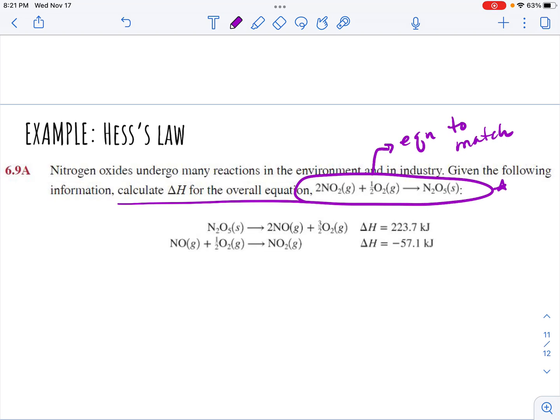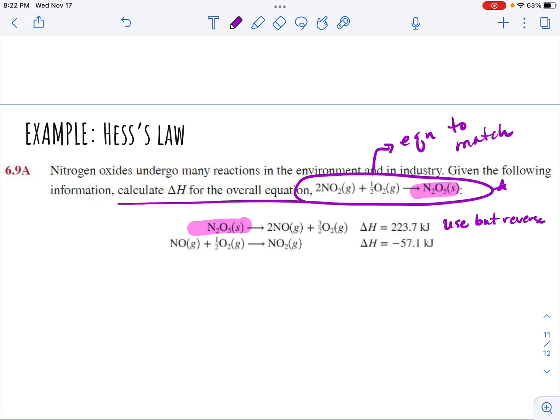So the easiest way to do this is to identify somebody and figure out where they are in the reaction that you want and where they are in the reaction that you see them in already. So I'm going to pick on this N2O5, which is in the products with a coefficient of 1 in the reaction that I want to match, and in the reactants with a coefficient of 1 in the reactions that I was given. So basically, I can use this, but I have to reverse it.